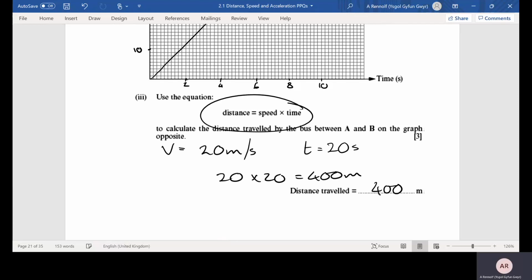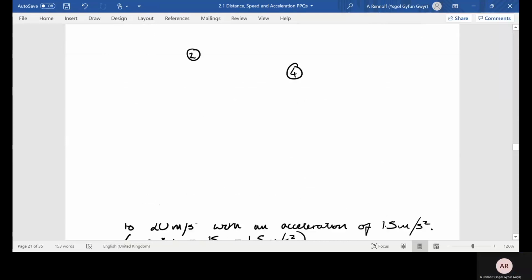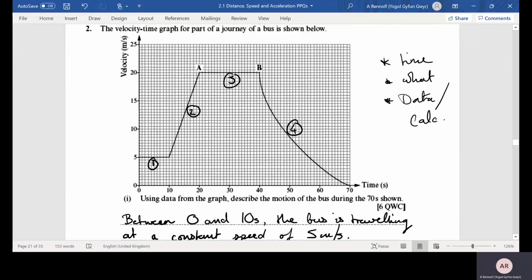And we've used the equation that we've been given there, but we could also have worked this out by doing the area. Now this is a rectangle from A to B, the area underneath it. It's a rectangle with a height of 20 and a width of 20. How do you work out the area of a rectangle? Height times width, 20 times 20 is 400, which matches with our answer.